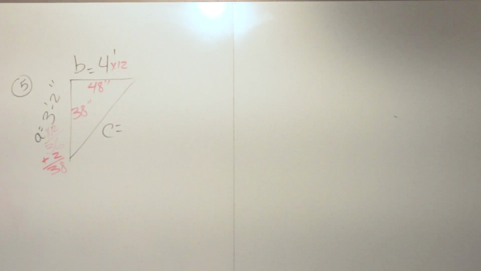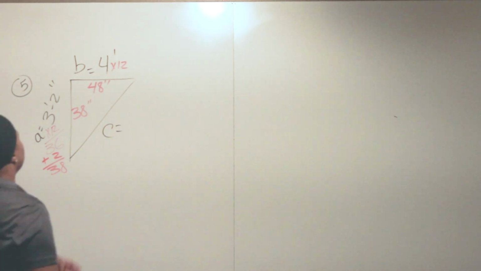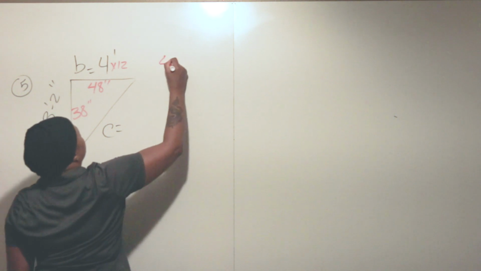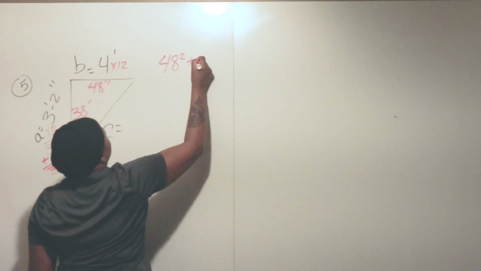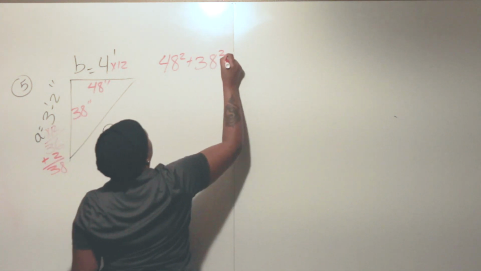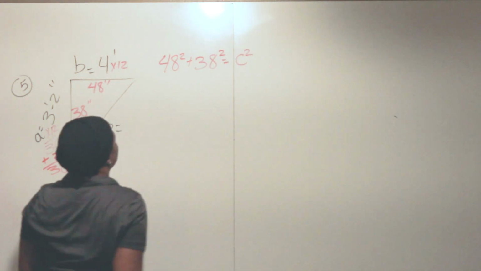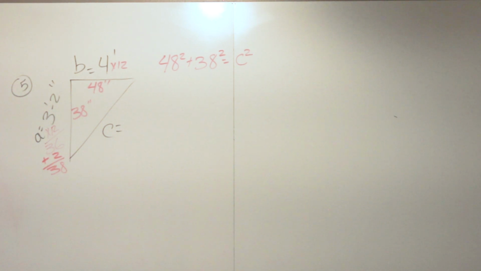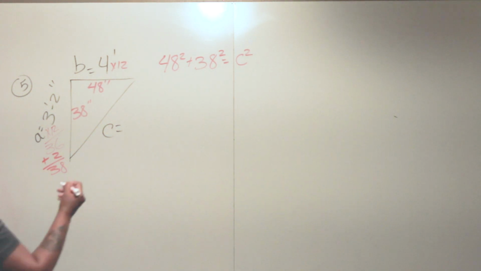So now we need to do what? We need to square these numbers, and then square root. So we square the numbers first. We have 48 squared plus 38 squared equals C squared. But we're looking for C, but we're going to follow the formula to process it. So when we square 48, what do we get? 48 squared is 2,304.